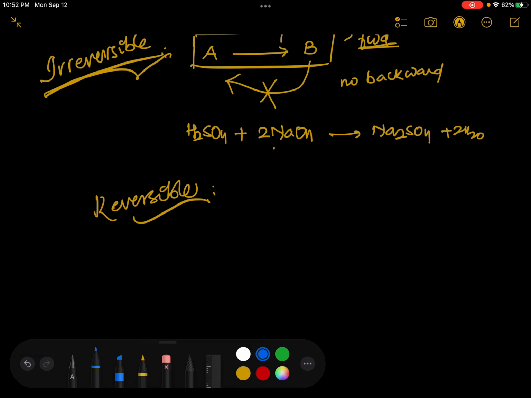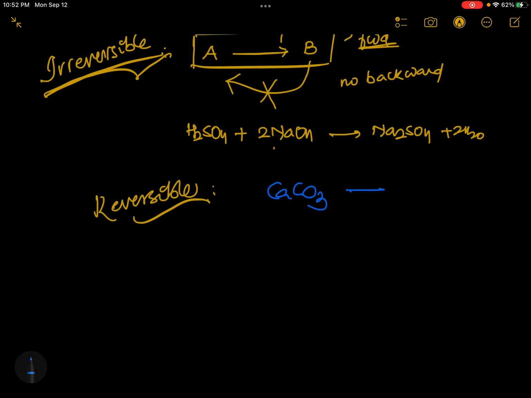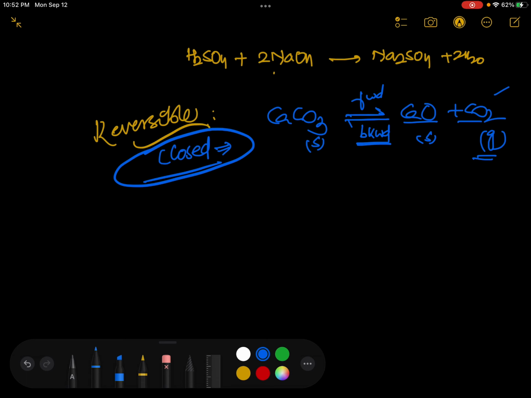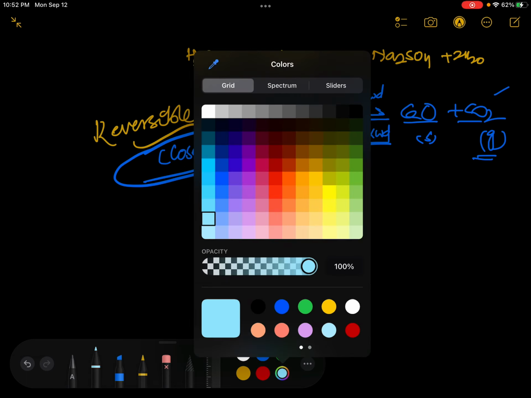In reversible reactions, for example, CaCO3 gives rise to CaO and CO2. You must do this process in a closed container, because this is a solid and this is a gas. Now CaO and CO2 can react back to form CaCO3. This is the forward reaction, this is the backward reaction. Whenever gaseous reactions are there, they must be in a closed container. In this lesson, if I do not mention a closed container, by default you have to consider that I am discussing a closed container.